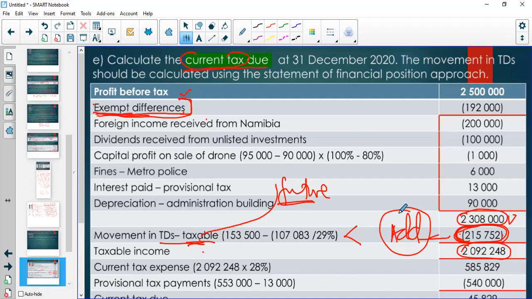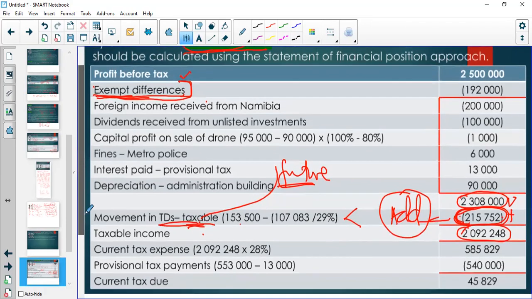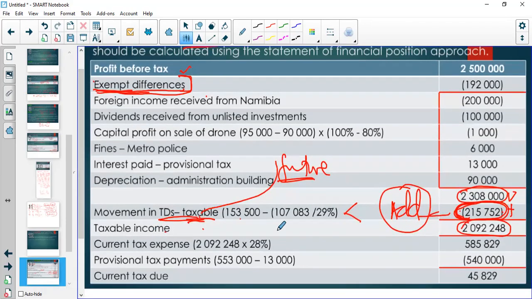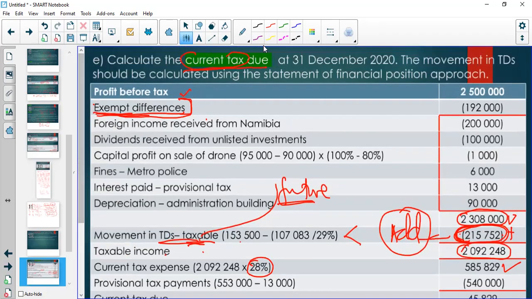So deductible means we have to pay the tax now. So if the movement in temporary differences is deductible, we add it. Taxable means we will pay tax in the future, so we deduct that. Brilliant. So now we have our taxable income, and we apply our tax rate. This is our current tax. But the question says calculate the current tax due.